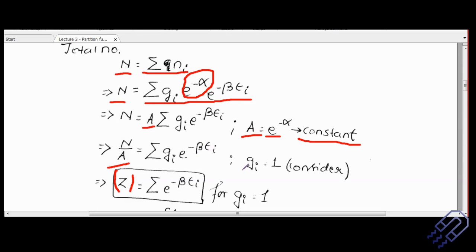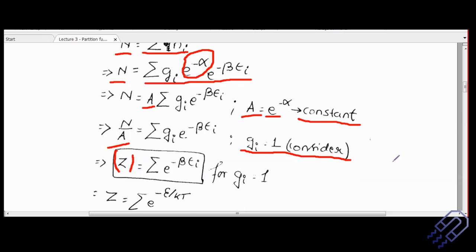Now, if we consider Gi as 1, and if you study more quantum mechanics, you will see that this Gi corresponds to something we call degeneracy. You have a single energy level with a number of energy states there. So we have a number of particles bearing the same energy in the energy level, and that is basically called degeneracy.